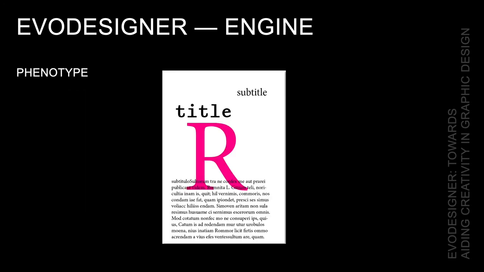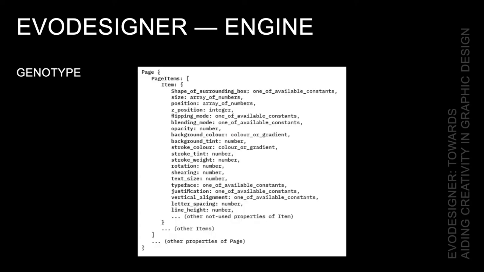As suggested before, phenotypes consist of the native render of InDesign pages, which may contain different types of items, such as text boxes, shapes, or images, which in turn are defined by a number of positioning, geometry, and style properties. These are stored by InDesign in a JSON format, so genotypes consist of JSON objects containing all the properties of the respective pages and page items.